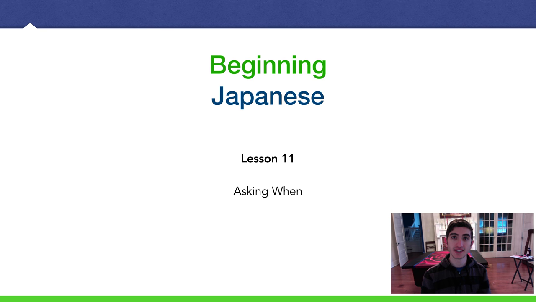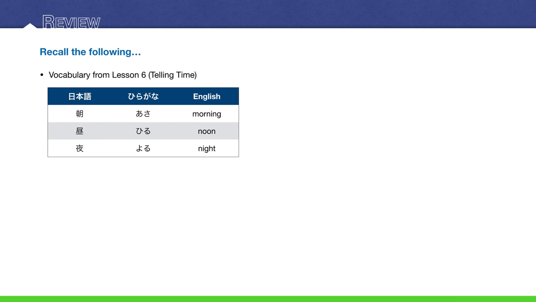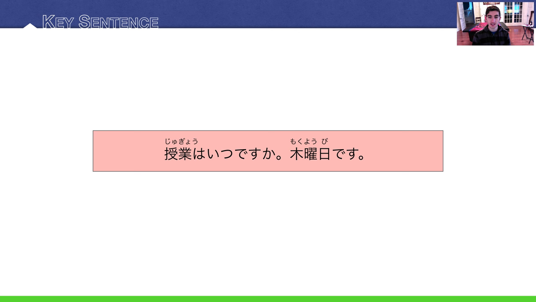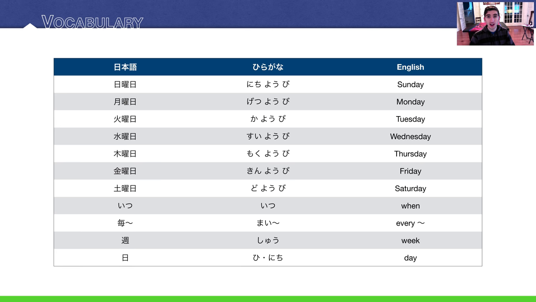Today, lesson 11, asking when. I just want you to remember the following words from lesson 6: asa, hiru, yoru, morning, noon, and night. Today's key sentence is, Jugyo wa itsu desu ka? Mokuyoubi desu. Okay. And we have a lot of vocabulary today.